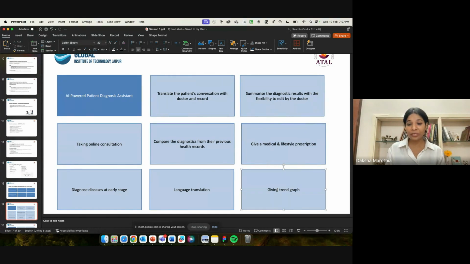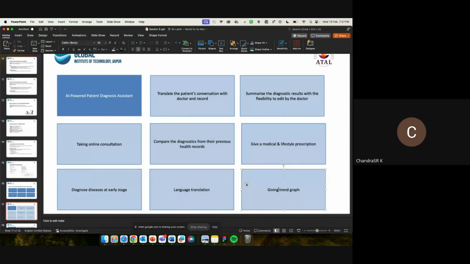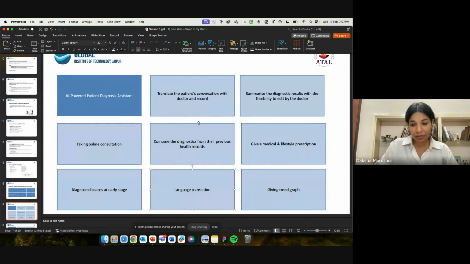While you are conceptualizing these ideas, there might be cases where you take one away from here and put it into a different category. Absolutely. But right now, if you can think of anything which can be clubbed or put together, like translating the patient conversation with the doctor and recording that one, and language translation. Yes, that is definitely. I'll just color code these. Just give me one second. And this. Yes. Anything else?